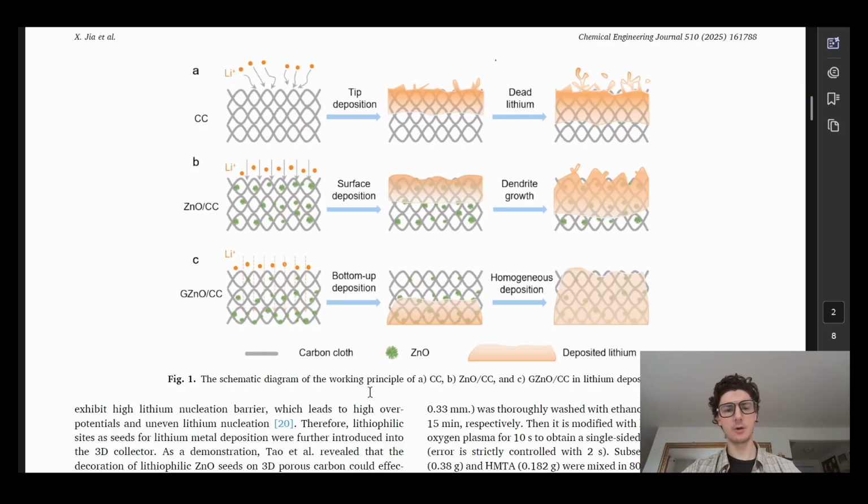Figure 1, the schematic diagram of the working principle of A, carbon cloth, B, zinc oxide/carbon cloth, and C, gradient zinc oxide/carbon cloth in lithium deposition.